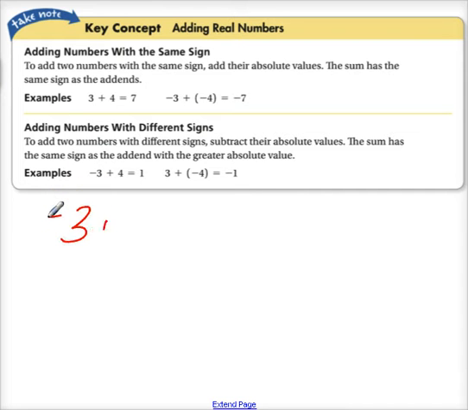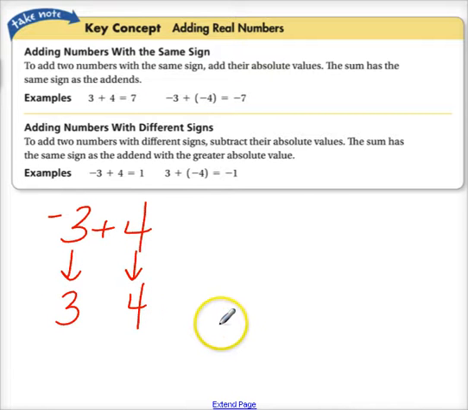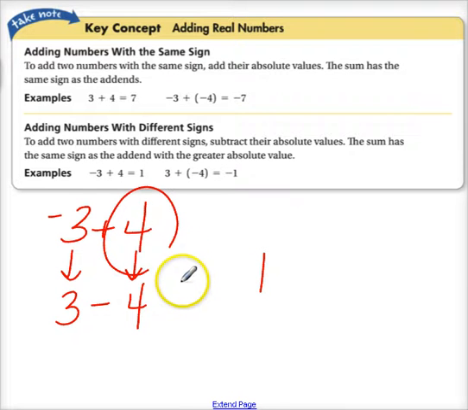So negative 3 plus 4. Okay, find the absolute values, 3, 4, subtract them, I always take the highest one minus the smallest one. It's easier to subtract. 4 minus 3 is 1. And we want to make it positive because the number with the greatest absolute value was a positive number. So negative 3 plus 4 more brings you to positive 1. Let's do another one.